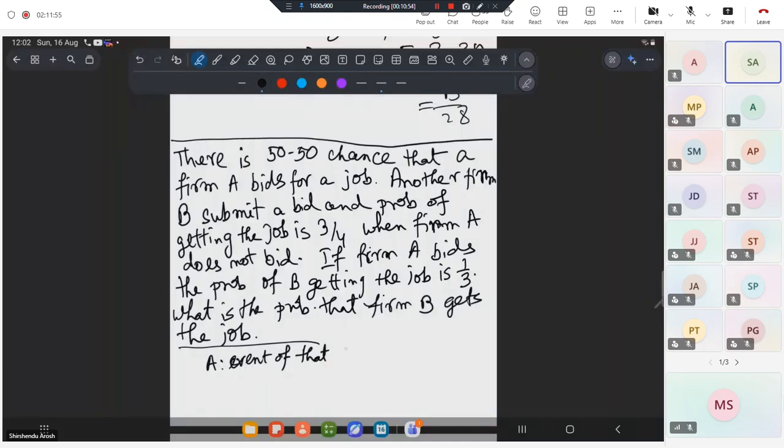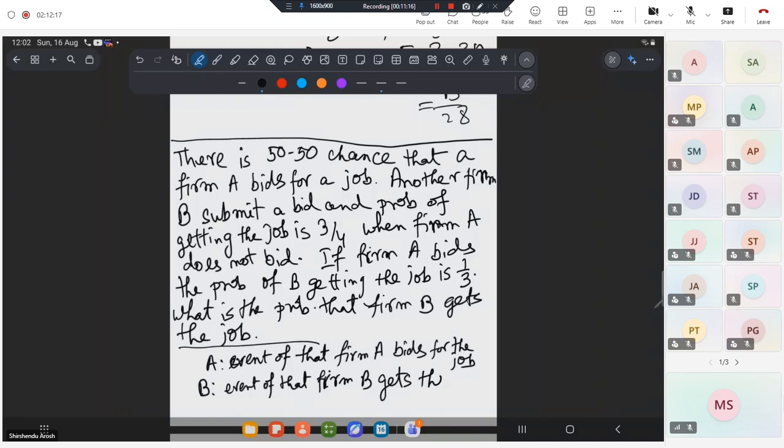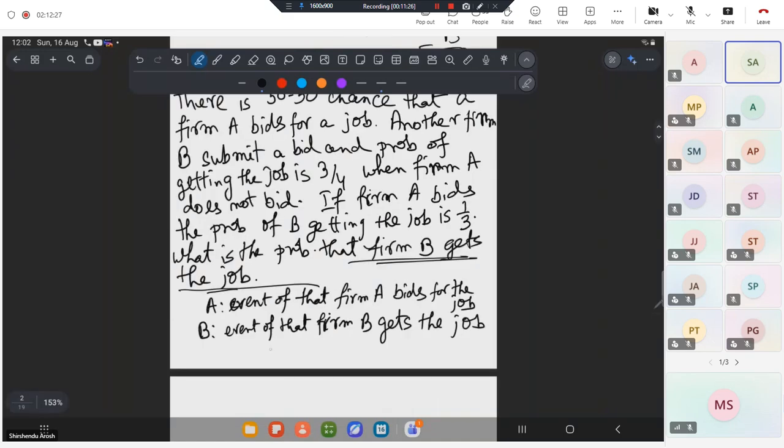Event A is the event that firm A bids for the job. And event B would be the event that firm B gets the job. Now in this particular scenario, what I need to find out is that firm B gets the job. So basically I need to find out P of B. That is what I need to find out.